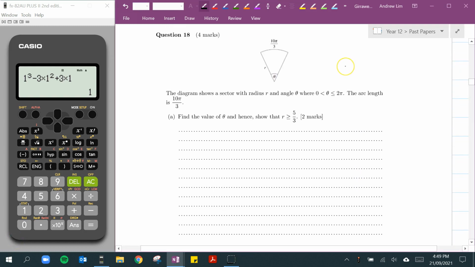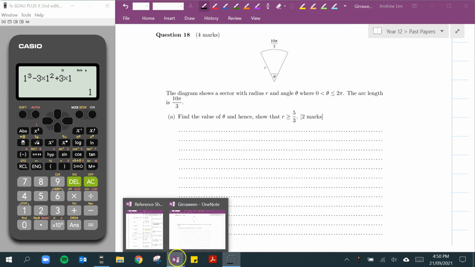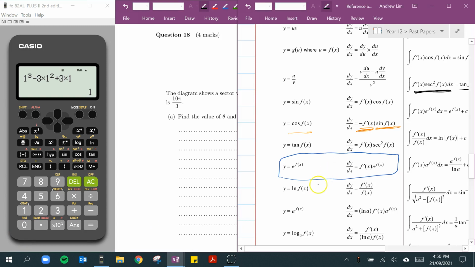Question 18. The diagram shows a sector with radius r and angle theta where 0 is less than theta, which is less than or equal to 2 pi. The arc length is 10 pi on 3. Find the value of theta and hence show that r is greater than or equal to 5 over 3. Okay, so let's have a look at our reference sheet.